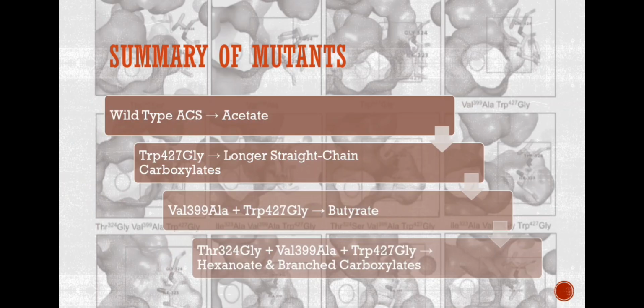So, in the summary of the mutants, I would say that the wild-type enzyme prefers acetate. The TRP427GLY mutant explained activity towards the larger substrates. The double mutant shifted preference towards butyrate. Finally, the triple mutant efficiently utilized hexanoate and branched-chain carboxylates. This demonstrates how rational mutagenesis progressively changed enzyme function.